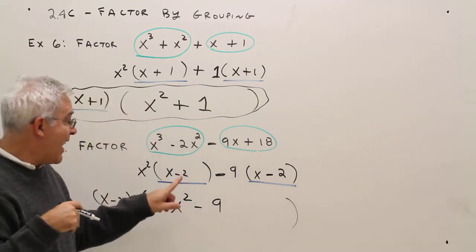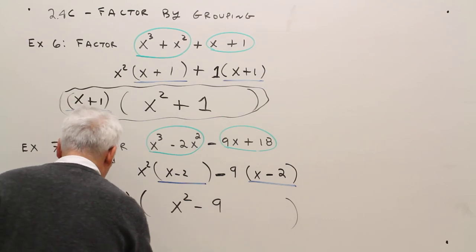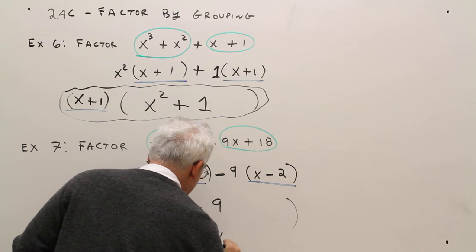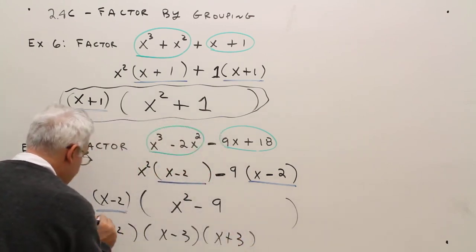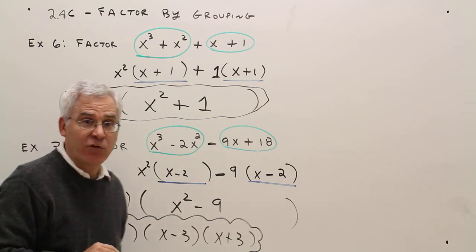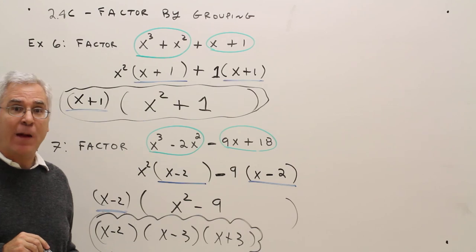Oh, now I do have a difference of squares. So now I gotta factor it some more. X minus 2, x minus 3, x plus 3. That had a lot of factoring in it. So there you have it. 2 examples on how to factor by grouping.